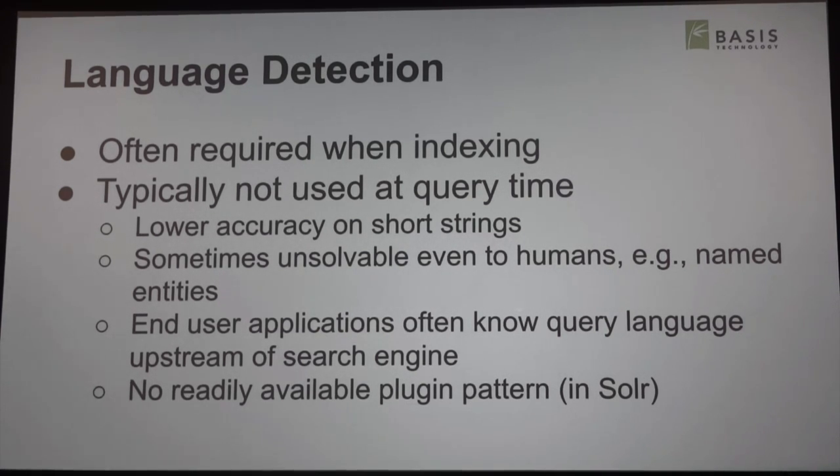Third is that the end user applications often know the query language, based on browser settings, for example, or even based on different endpoints. The Wikipedia example: there's the English Wikipedia that has a separate website, and if you're on English Wikipedia, Wikipedia can probably assume that your query is going to be in English and that you care about getting English results because that's the only option.